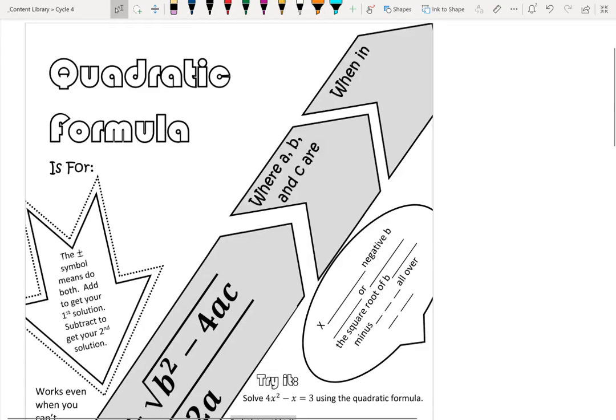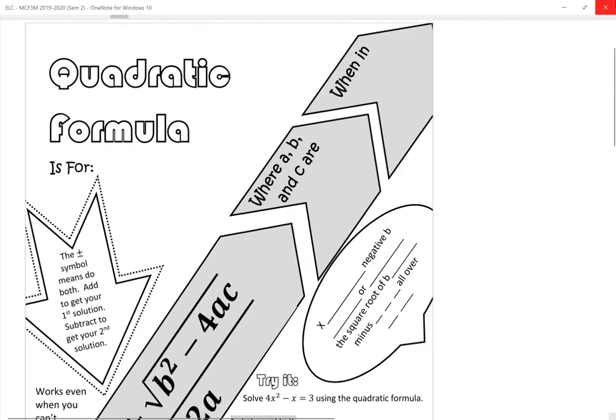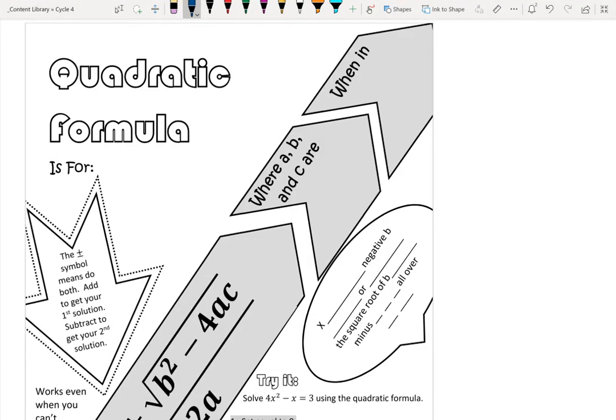In today's note, we're going to be looking at the quadratic formula. And what the quadratic formula is for, it is for finding the solutions to a quadratic function. And basically what this means, x-intercepts.